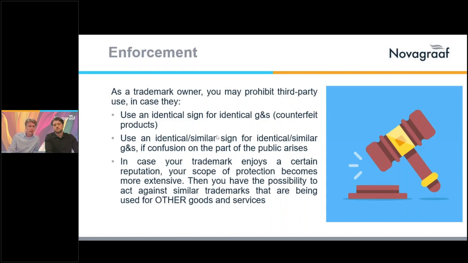And in case your trademark enjoys a certain reputation, your scope of protection becomes more extensive, because then you have the possibility to act against similar or identical trademarks that are being used for other goods and services. For example, Coca-Cola is, of course, for soft drinks and for sodas, but they can also act against the use of Coca-Cola for, for example, guitars, because they have such a large reputation that if you use that trademark for other goods or services, you are free riding on the reputation of that trademark, and that is not allowed.